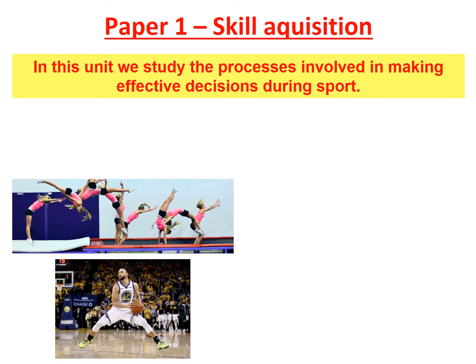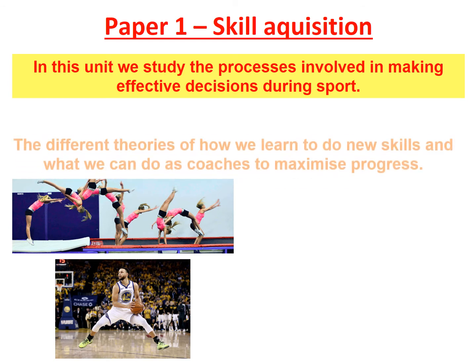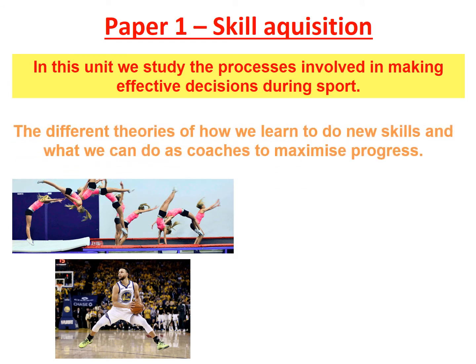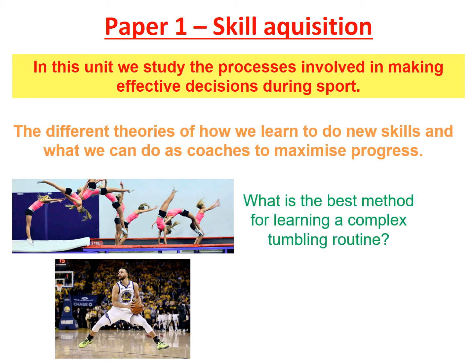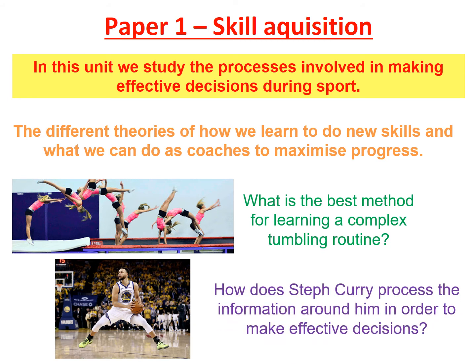The second unit in paper 1 is skill acquisition. Again, you would have learned the baseline information for this topic at GCSE. So in this unit, you're going to be studying the different processes involved in making effective decisions during sport. So for example, we'll look at different theories of arousal, theories of aggression, and how we learn to do new skills and what coaches can do to maximise progress. So for example, what is the best method for learning a complex tumbling routine in gymnastics? Or how does Steph Curry process the information around him in order to make effective decisions? So again, topics that you've already studied at GCSE, but in a bit more detail.